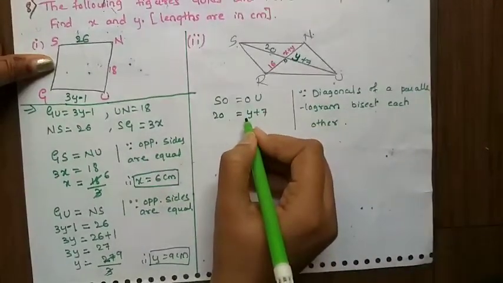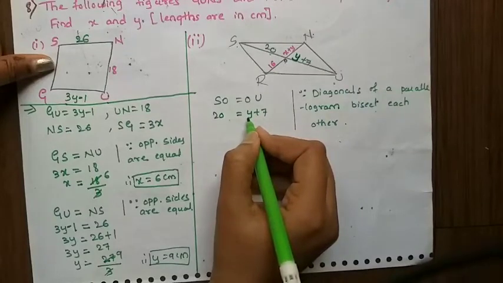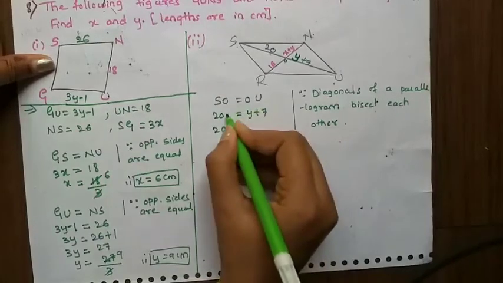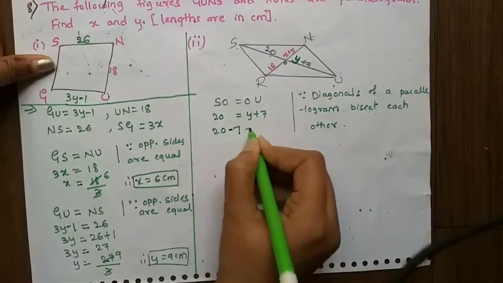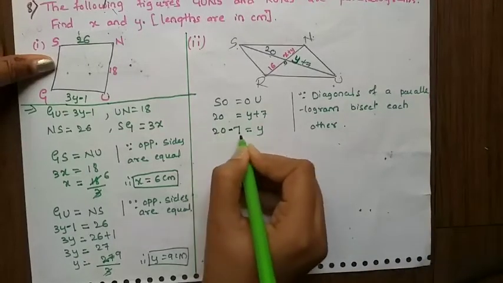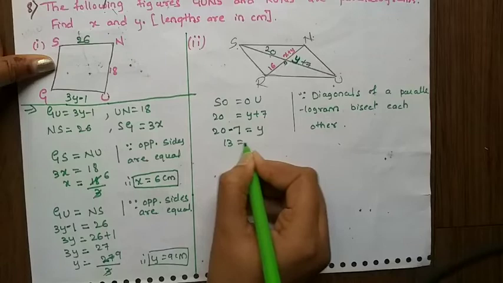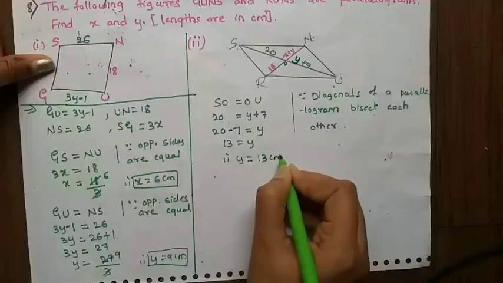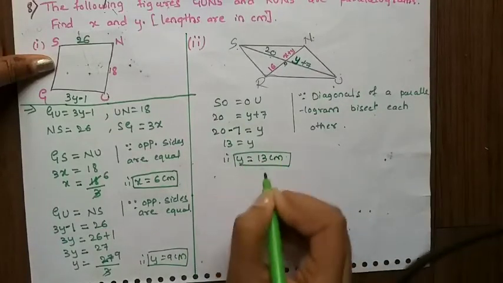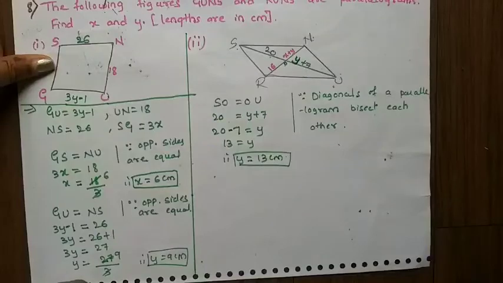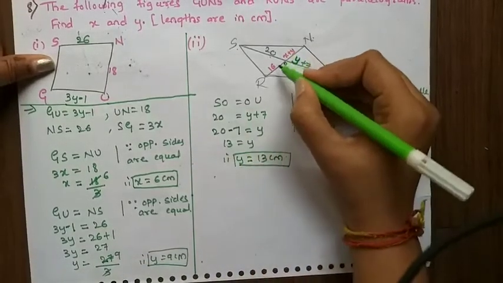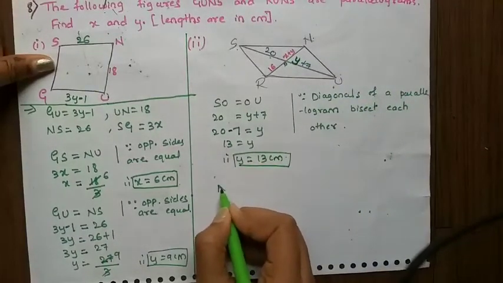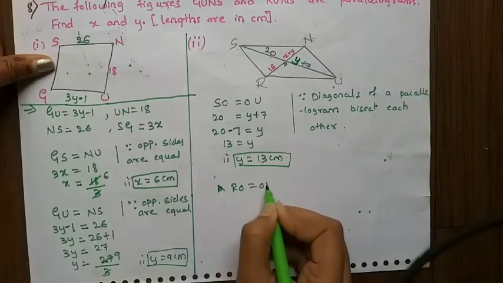Here we have to calculate the y value. So 20 is equal to y plus 7. When 7 goes to the left hand side, plus 7 becomes minus 7. 20 minus 7 is 13, which is equal to y. Therefore y is equal to 13 centimeter. Next we have to calculate the other value. Here RO is equal to ON. One more condition is there.